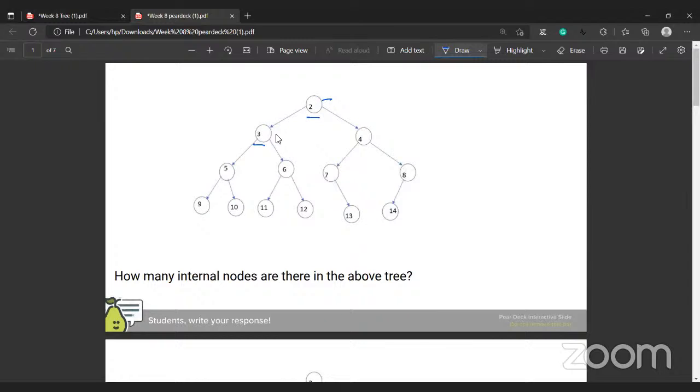3 also has two children. We can say that this is also an internal node. 4 has two children, so this is also an internal node. 5 is also an internal node. 6 is also an internal node. 7 is also an internal node, and 8 also. So the number of internal nodes will be 1, 2, 3, 4, 5, 6, 7. So the total number of internal nodes is 7.